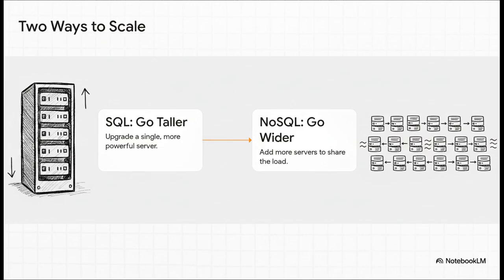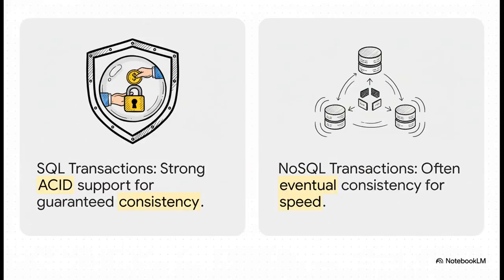To handle more load, the traditional SQL approach is to go taller. You buy one single, gigantic, super powerful, and super expensive server. But with NoSQL, you just go wider. You keep adding more and more standard, cheaper servers to the group and distribute the work among them. Now, you can imagine if you're a company like Netflix or Google, which approach makes more sense for handling global web-scale traffic.